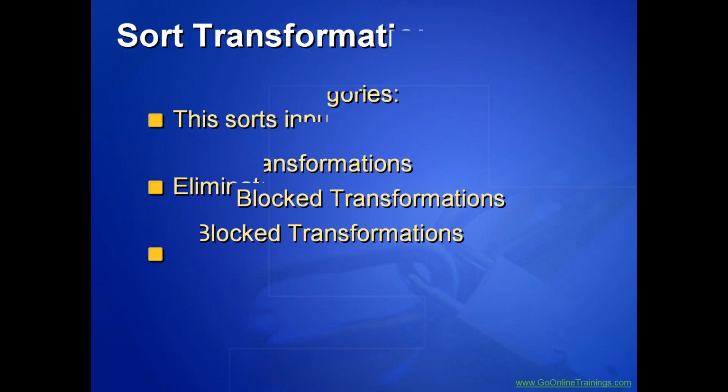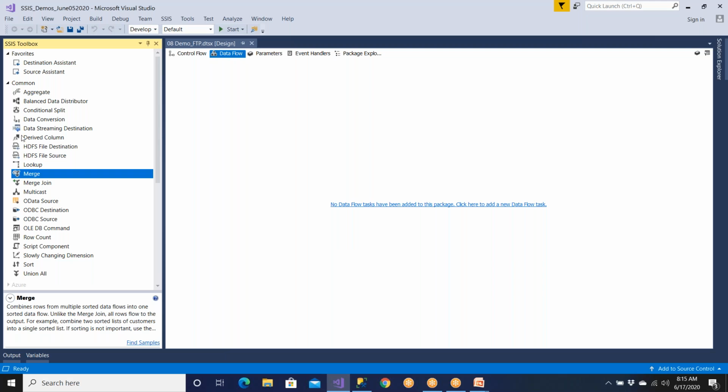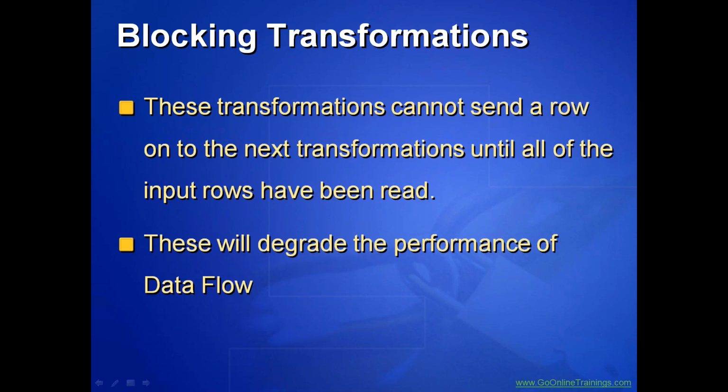Let us understand the meaning of block transformation. I have a transformation called sort. If you want to sort the data, you can use the sort transformation. This sorts input data in ascending or descending order and eliminates duplicate rows. It is a block transformation. What do you mean by block transformation? These transformations cannot send a row onto the next transformation until all of the input rows have been read. These will degrade the performance of the data flow.